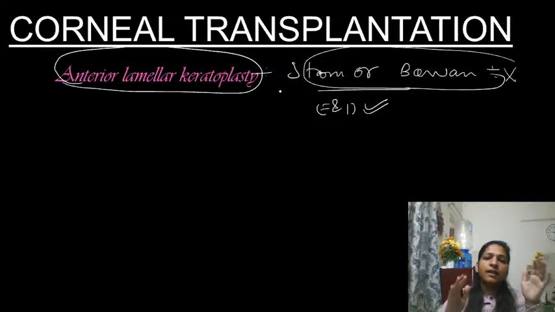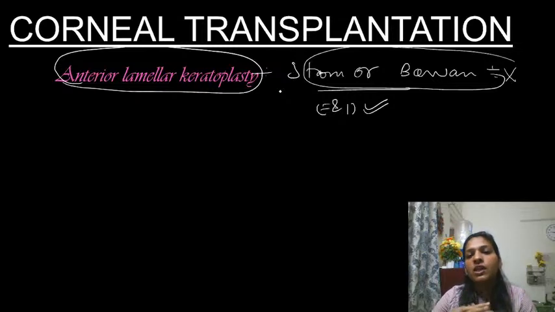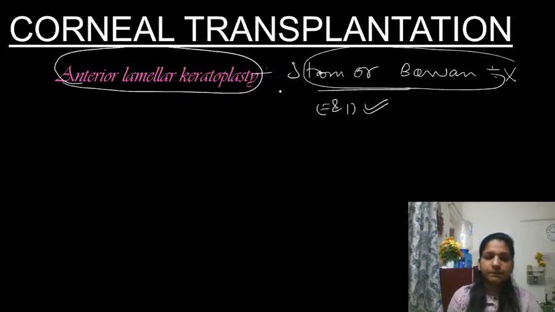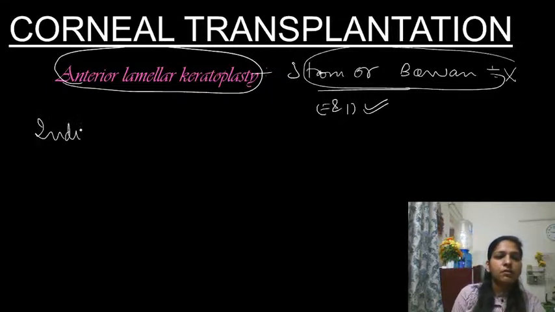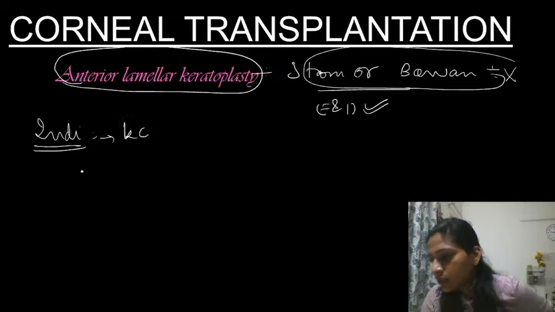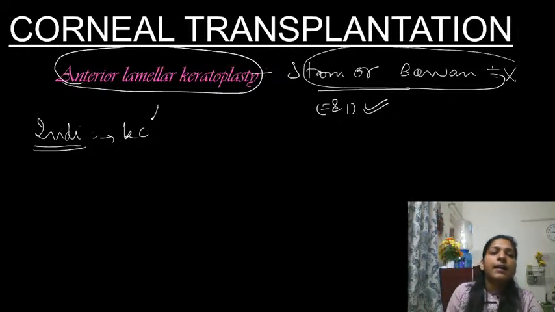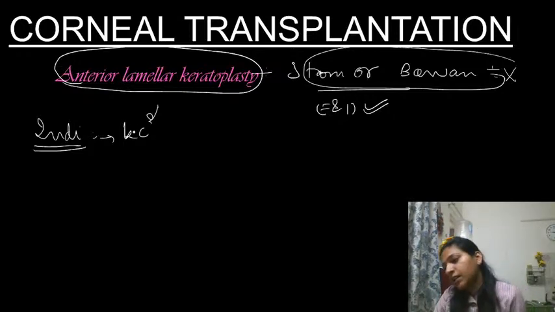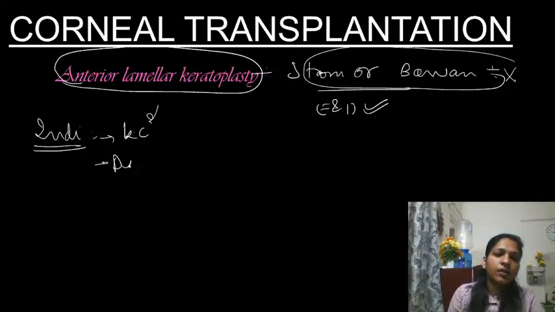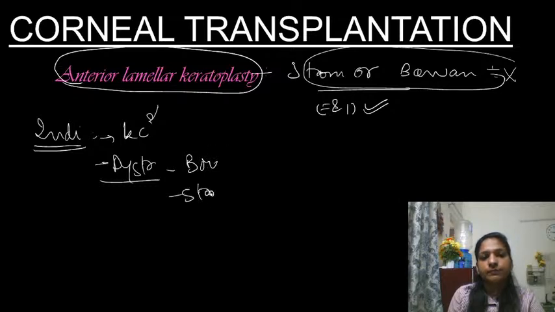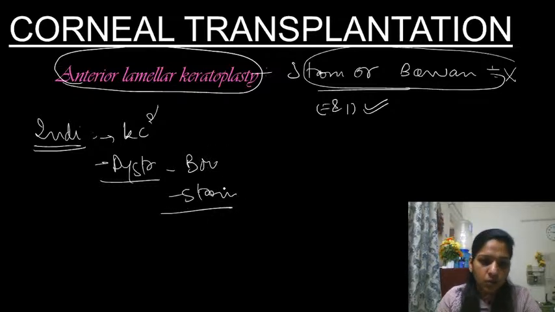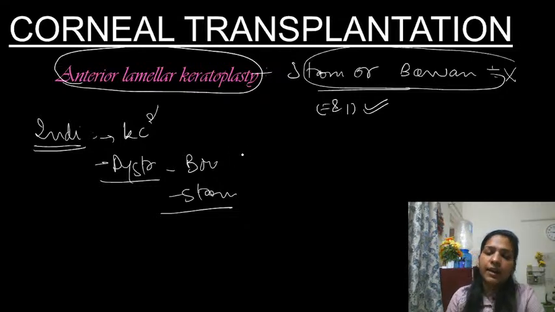So now you have to tell me those conditions in which only Bowman's or stroma are involved. Can anyone just tell me those conditions? Indications. Keratoconus. Anyone was just telling me keratoplasty as a treatment for keratoconus. So anterior lamellar keratoplasty can be done in keratoconus. Any dystrophies which are involving only Bowman's and stroma, in those dystrophies we can do anterior lamellar keratoplasty.